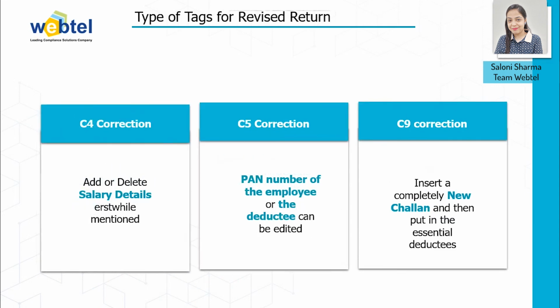Then comes the C4 correction. Basically, C4 correction is related to addition or deletion of the salary details. Then comes the C5 correction. C5 correction is related to the addition, or you can say any editing done, in the PAN number of the employee or deductee, then the C5 tag will be reflected. Then comes the C9 correction. Basically, C9 correction is related to the addition of a new challan. So these are the tags which will be reflected in a revised return.